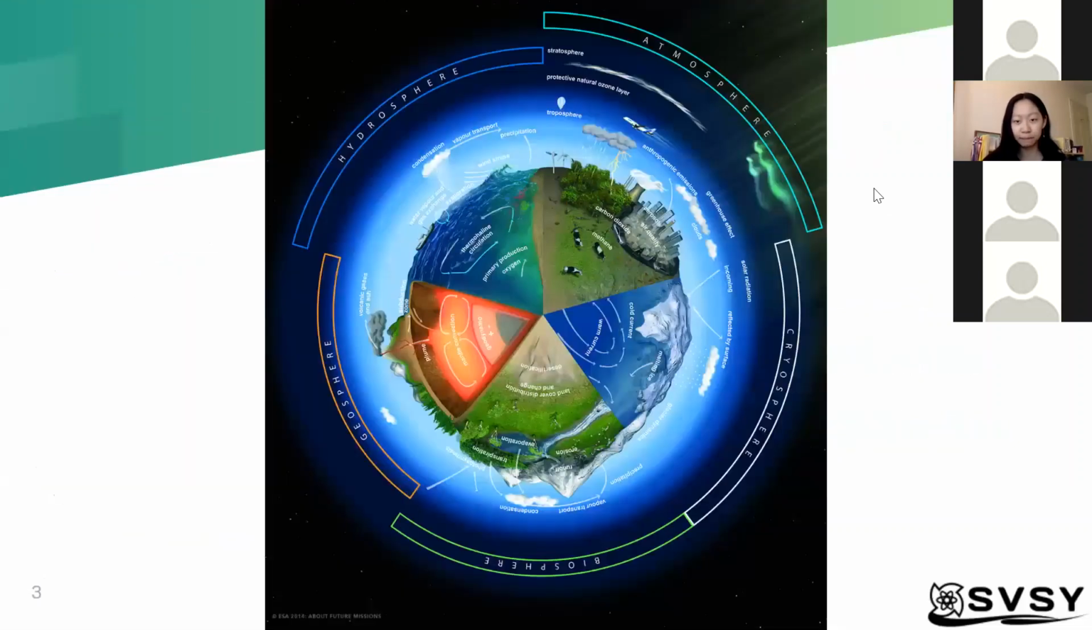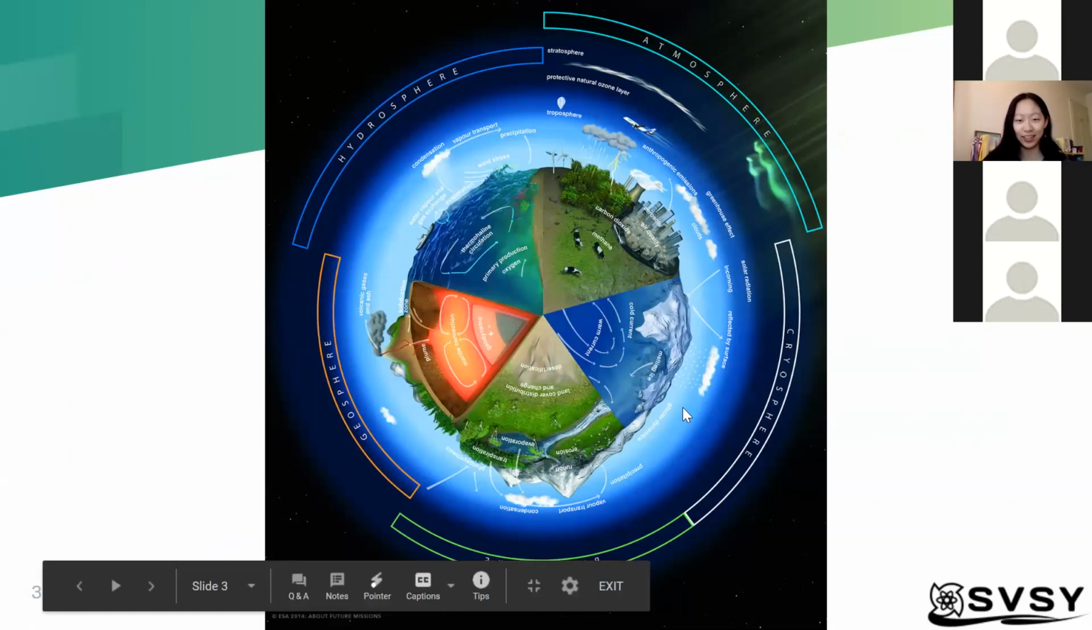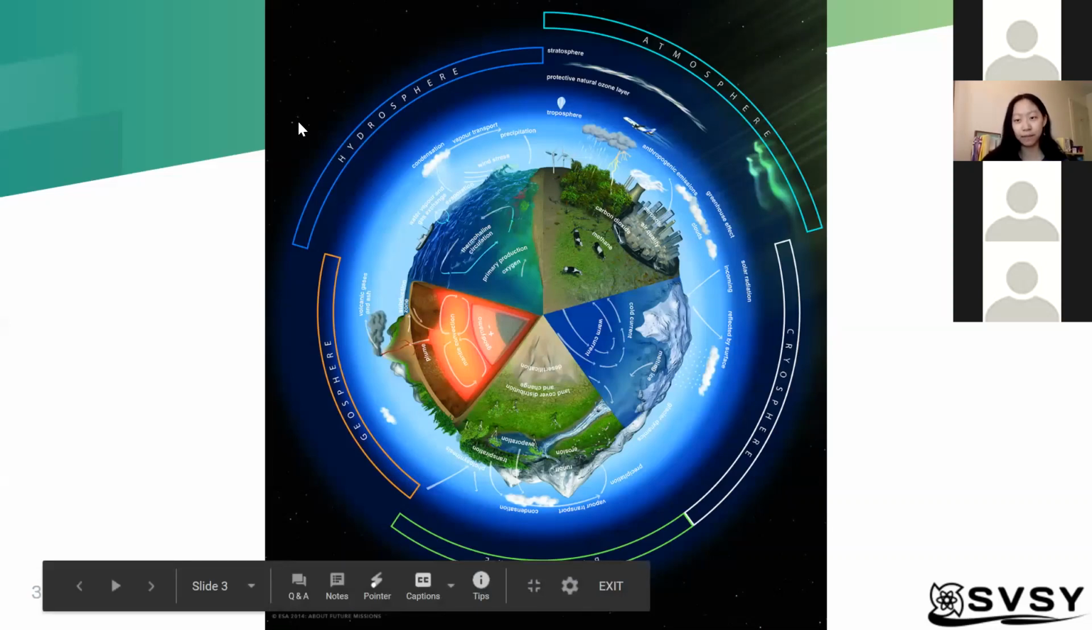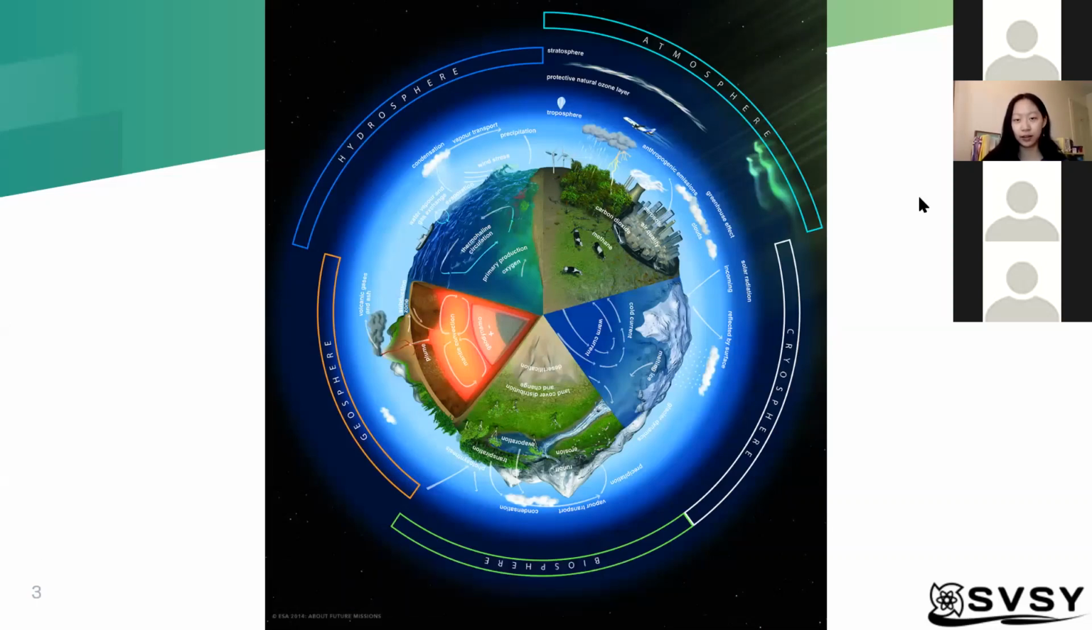There we go. So this is a very nice aesthetic diagram. Don't worry if you can't read anything, because I'm not actually going to talk about it. I just chose this diagram because it looked nice. In this diagram, there are 5 different spheres of the Earth, and that just shows different categories of earth science, essentially.